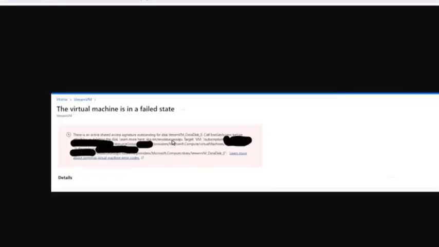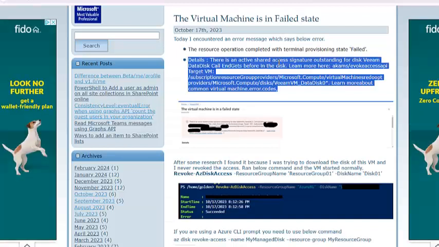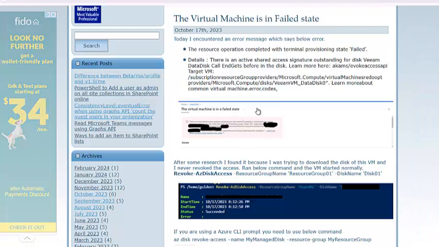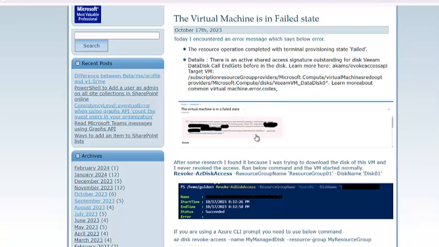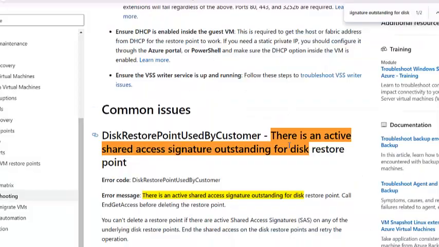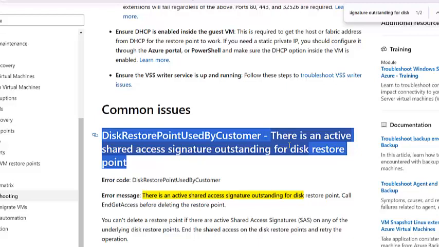But don't rely on all the articles, as they don't really relate to the same issue that we had. They had little similarities, as we were trying to access the disk, and the error message also said there is an active shared access signature outstanding for disk. That is the same error message that we had, but it had more elaborated and detailed information, and there were some links as well. This particular Microsoft article is nowhere related to the troubleshooting, and there are a lot of articles which are nowhere related to the resolution of this particular issue.